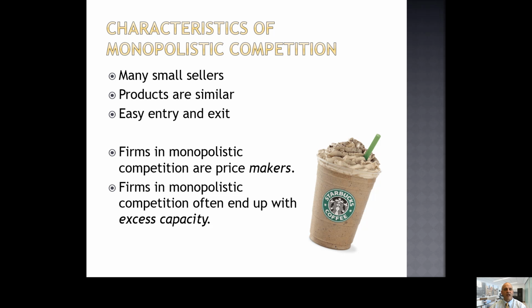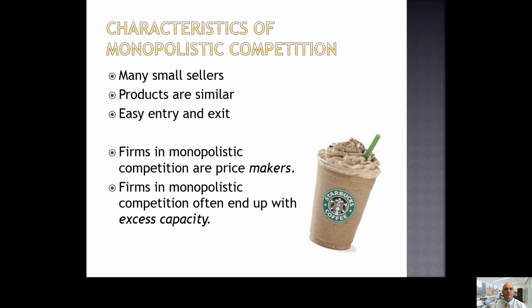So the characteristics of a monopolistic competition market structure. There are many small sellers, and they're selling items that are similar to each other. That's a little bit different from perfect competition, in which the items that they sell are identical. There is easy entry and exit as in perfect competition. However, in this case, the firms in monopolistic competition are price makers. That's sort of like a monopoly in that the monopolist makes the price. Perfect competition takes the price.